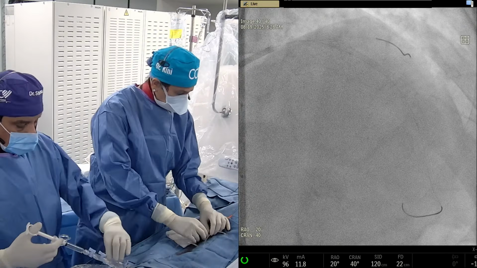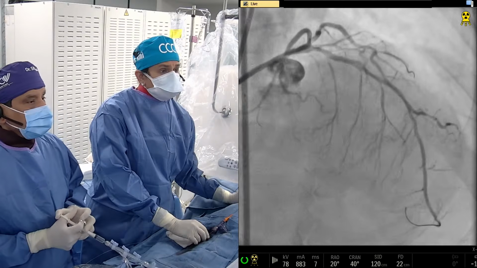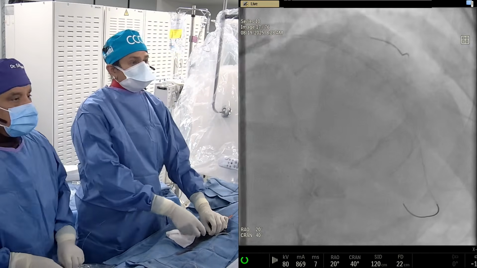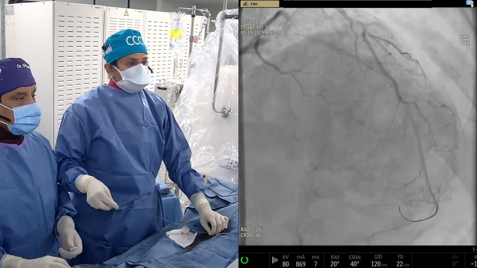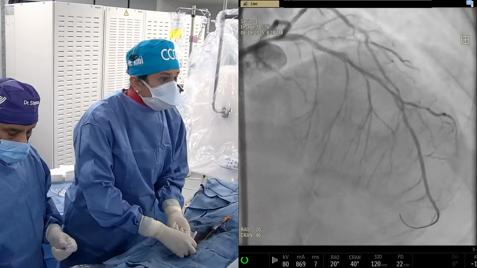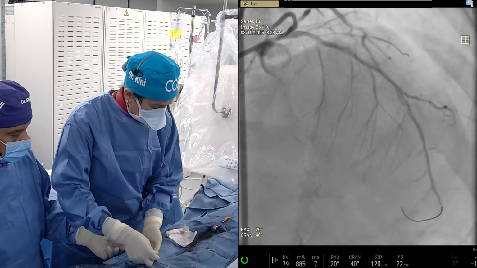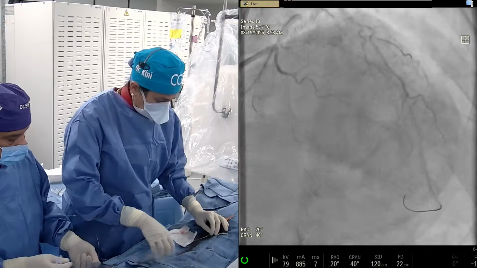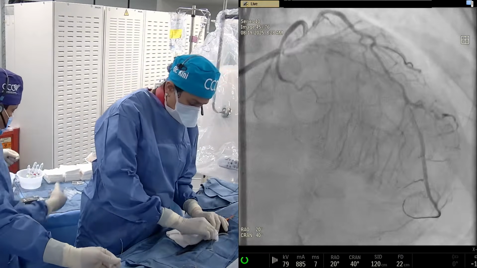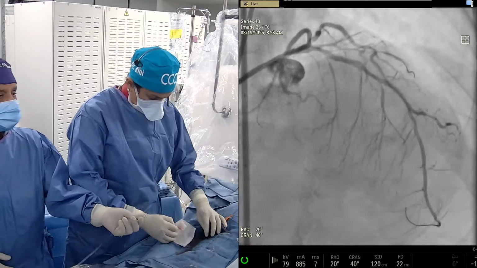Take a picture. Look at the size of the LAD. It was a very underfilled vessel before. The diagonal also may be a big one. Look at that, really cracked open, right? You want IVUS or just stent it? Let's open the diagonal first. I think we just stent.